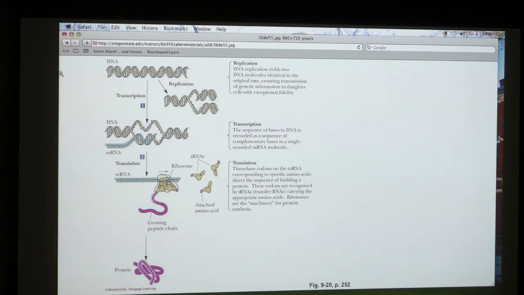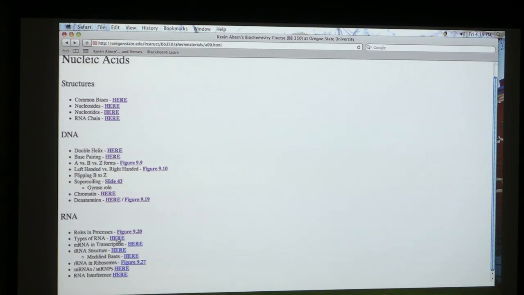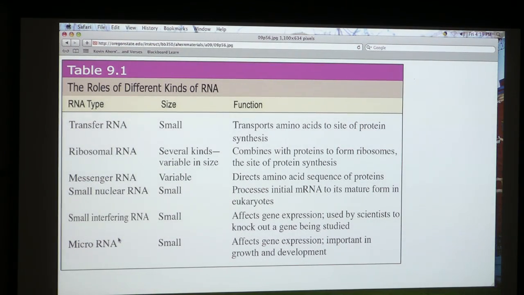RNA, of course, turns out to be a pretty important player in this overall process because without RNA, we can't make protein. Let's think about the common types of RNA that are out there. We usually talk about three main types of RNA. Transfer RNA, also called tRNA, is small. It carries on one end a specific amino acid, and on the other end it has a region that makes a base pair with the messenger RNA.